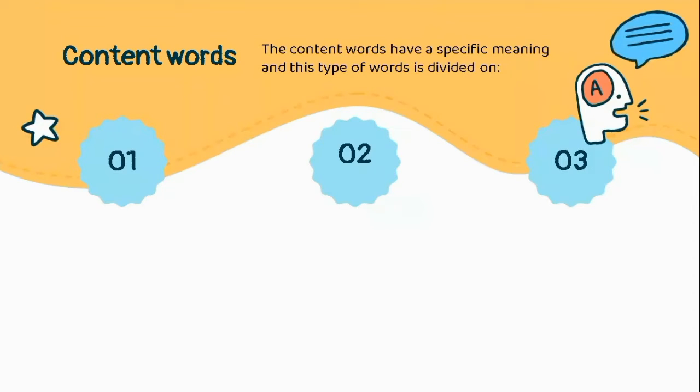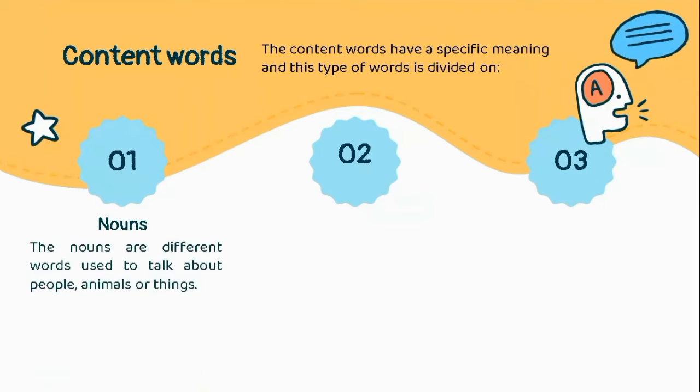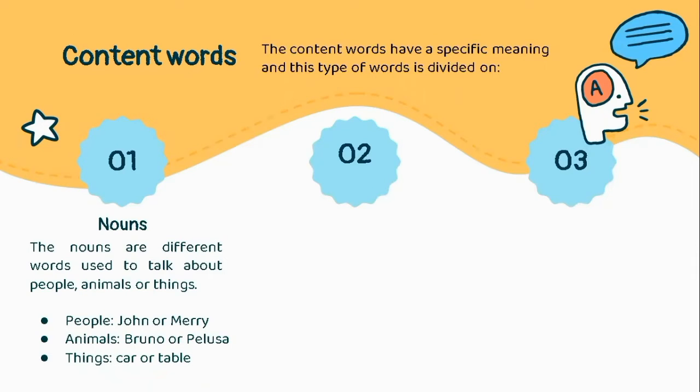Content words. The content words have a specific meaning, and this type of words is divided into nouns. The nouns are different words used to talk about people, animals, or things. For example, people, John or Mary; animals, Bruno or Pelusa; and things, car or table.